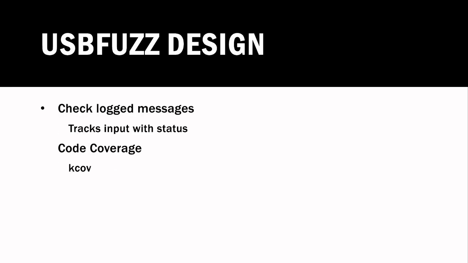So USBFuzz works by attaching the emulated device to the virtual machine and feeding in inputs chosen by the fuzzer. Since the fuzzer is trying to find bugs in the kernel, how is it possible to monitor the execution and check if the kernel ran into an issue?